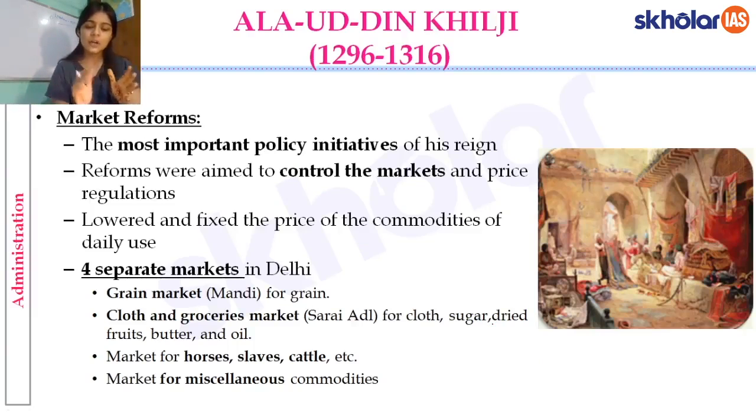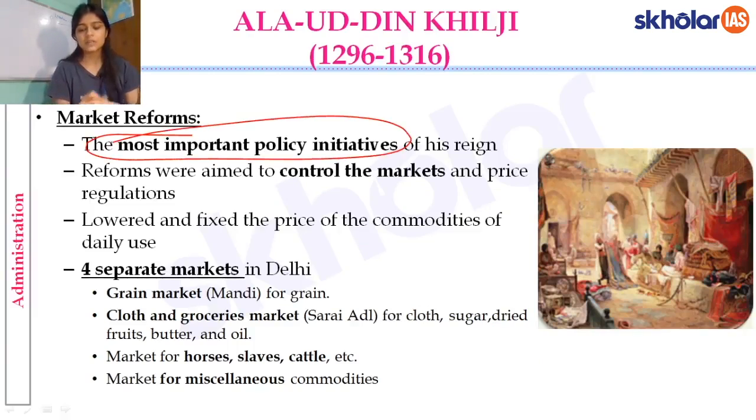The market reforms are sometimes touted as the most important policy initiatives of his reign. And before we understand the reforms, we should understand why he wanted to bring about these reforms. He basically wanted to control the markets and the prices so that the prices don't go haywire. But why did he want to control the prices? What was the reason?